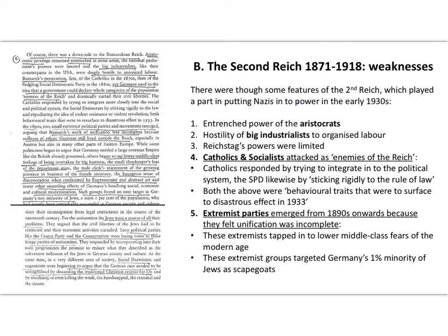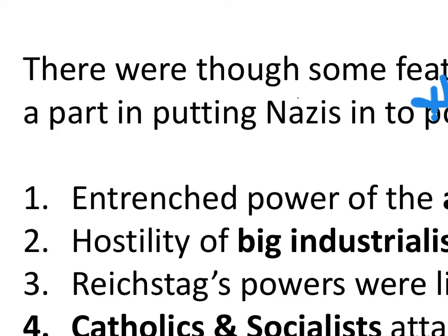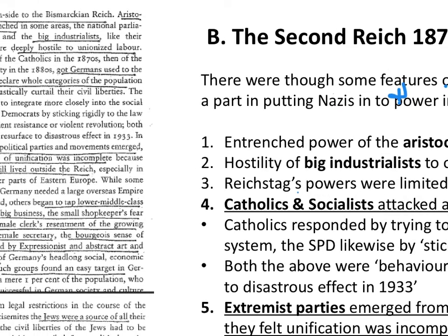Okay. So the next aspect then is, okay, so Evans unpicks this, and he agrees there were, yes, some features of the Second Reich, some features undoubtedly. Remember, the Second Reich was Germany 1871 to 1918, the Germany of Kaiser Wilhelm I and Wilhelm II, okay, which did play a part ultimately of putting the Nazis into power.